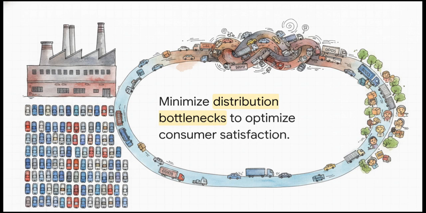The ultimate goal here is to shrink distribution bottlenecks down to the barest minimum and fully optimize consumer satisfaction. Getting the right goods to the right people is a massive logistical and structural hurdle. And honestly, it dictates the true success of the entire system.